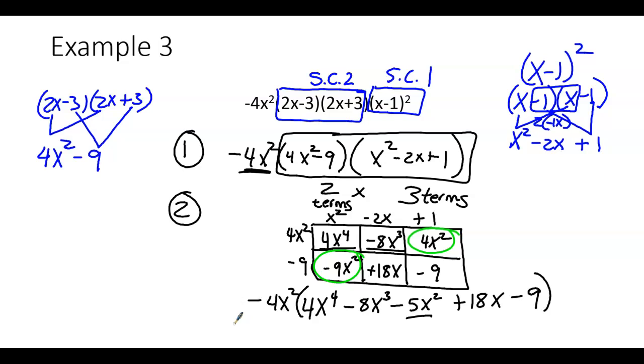So here we go. Negative 4x squared times 4x to the 4th is negative 16x to the 6th. Then we do the next one. Negative 4x squared times negative 8x cubed is positive, because double negatives make a positive, 32x to the 5th. Then the next pair, negative 4x squared times negative 5x squared, positive 20x to the 4th.